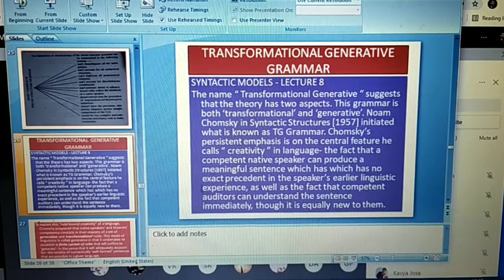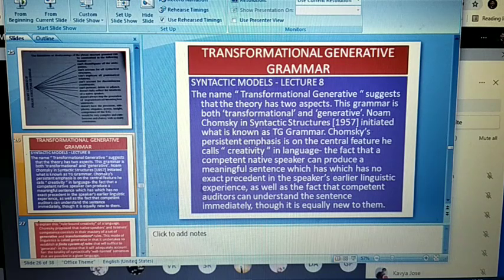I'll read the slide, quite easy. Look at the slide and understand. The name transformational generative suggests that the theory has two aspects. This grammar is both transformational and generative. Noam Chomsky, in Syntactic Structures of 1957, initiated what is known as transformational generative grammar, or TG grammar. Chomsky's persistent emphasis is on the central feature he calls creativity in language.